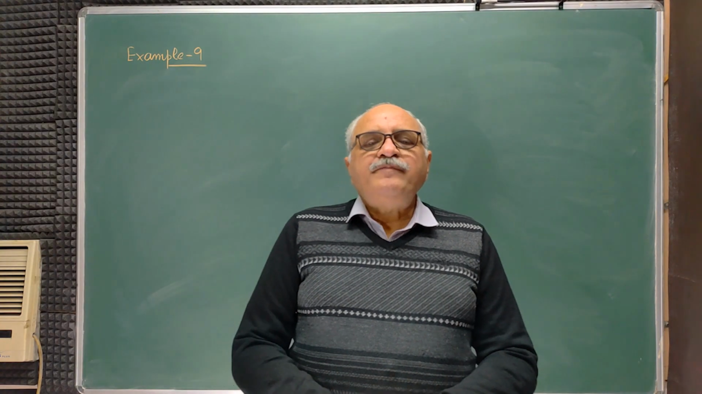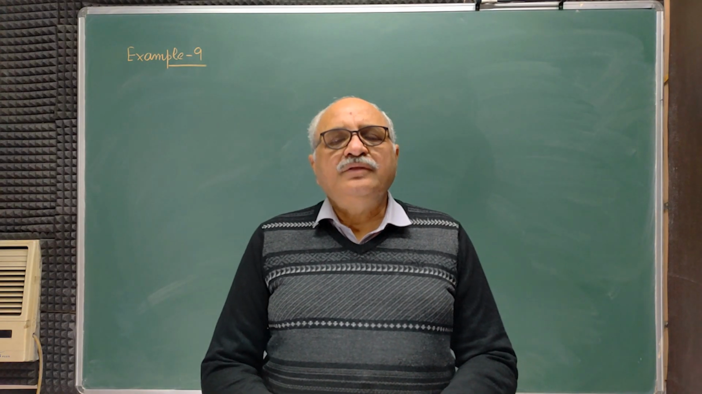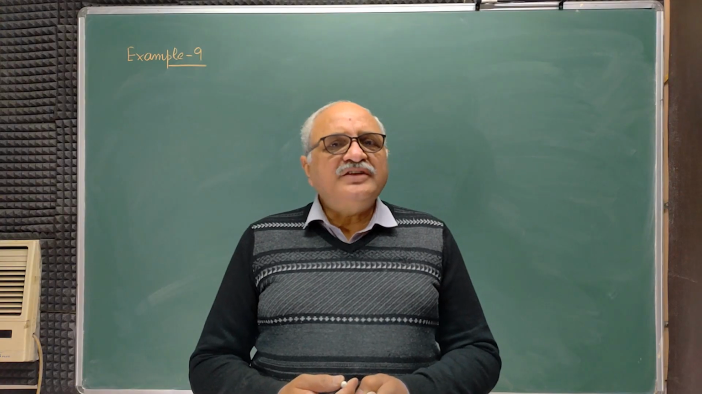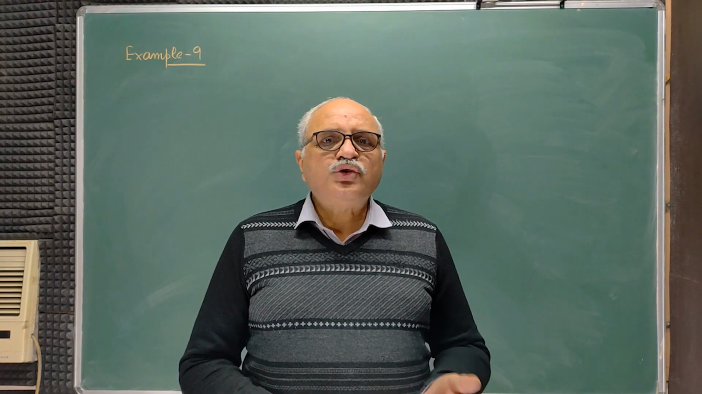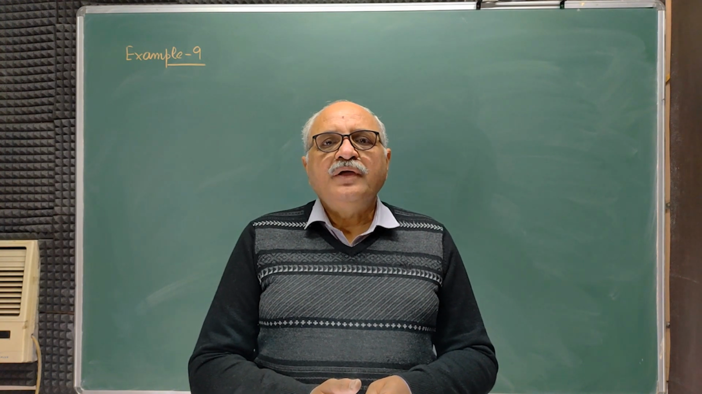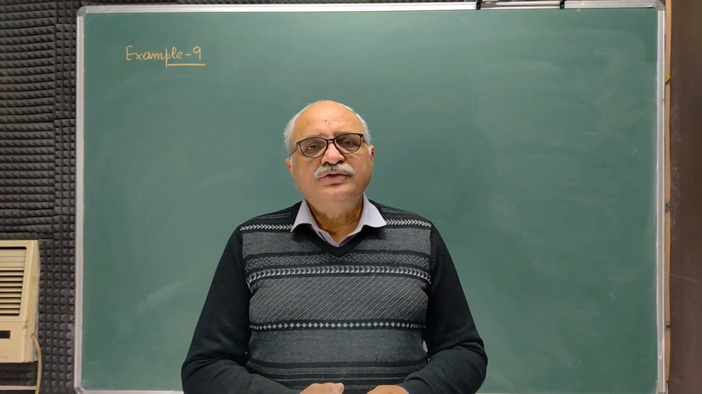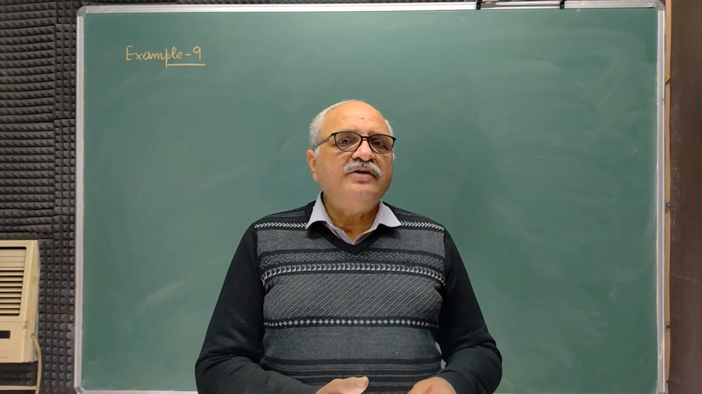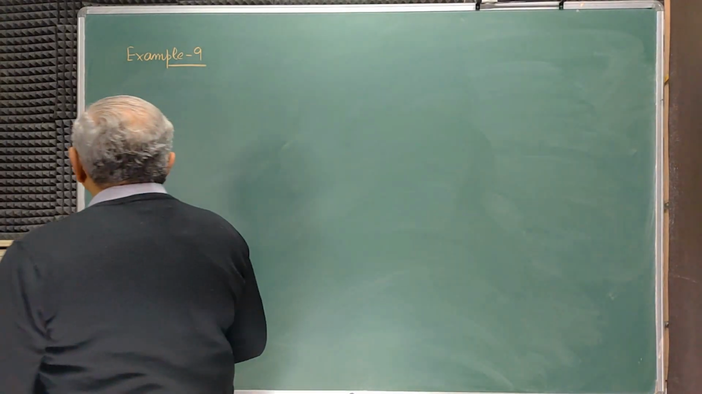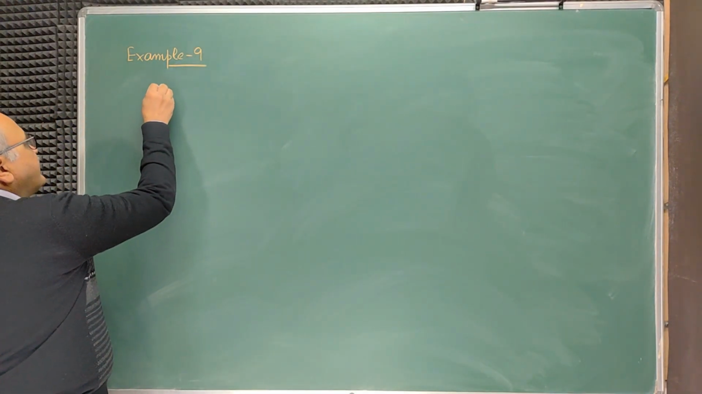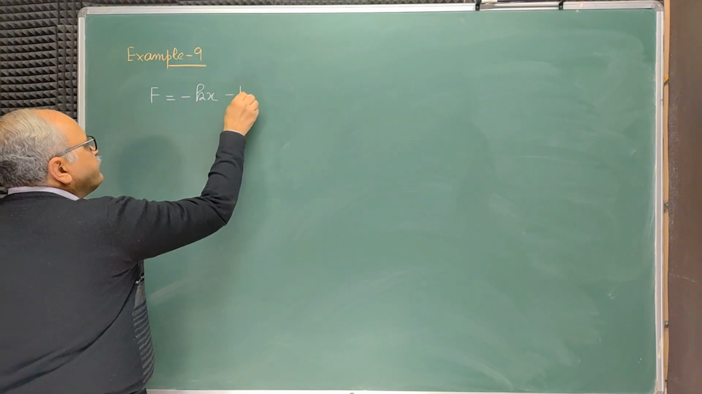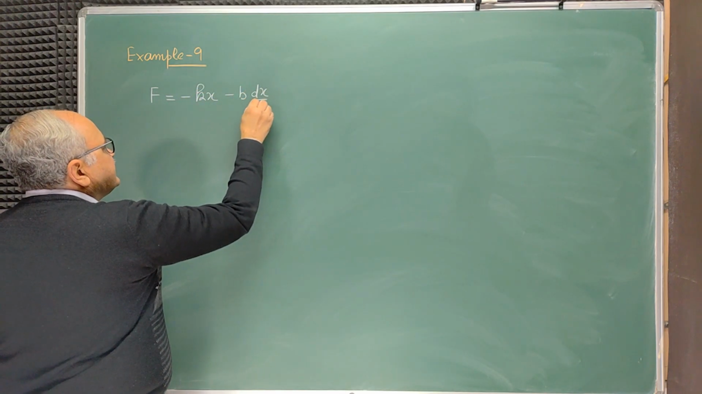Now let's take the 9th example, and this is on the damped oscillator. A damped oscillator experiences two forces. One is a restoring force, which tries to bring the body back to its mean position, and the other is a frictional force, which is directly proportional to the velocity of the body. So if we write down the equation of such an oscillator, F equals minus kx minus b dx/dt, that is the velocity.